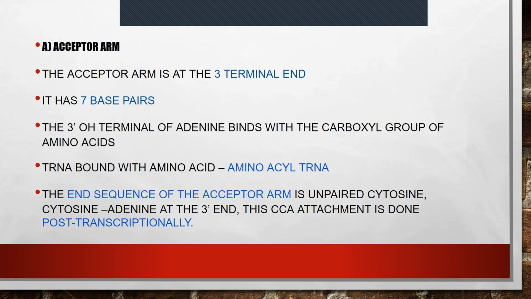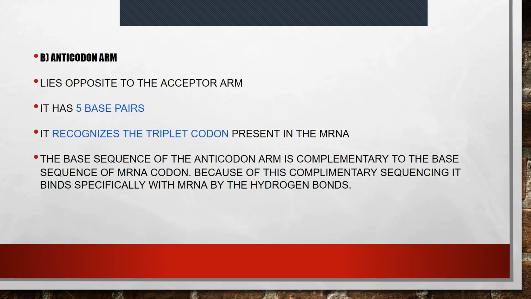When you look at the acceptor arm, it is at the 5' terminal end. It has 7 base pairs. The 3' OH terminal of adenine binds with the carboxyl group of the amino acids. The tRNA bonded with an amino acid is the aminoacyl tRNA. The end sequence of the acceptor arm is unpaired, with cytosine. So the cytosine-cytosine-adenine at the 3' end, which is the CCA attachment, is done post-transcriptionally.